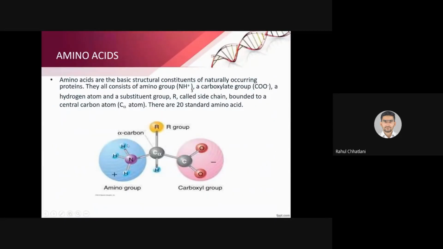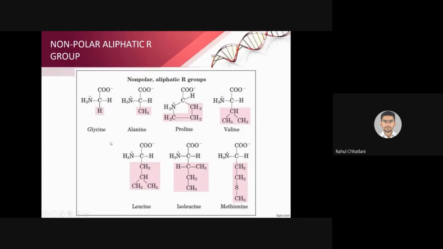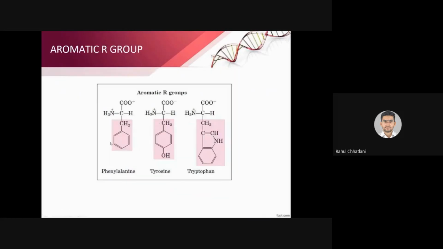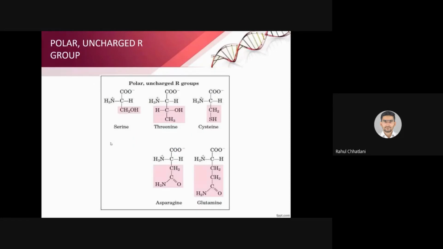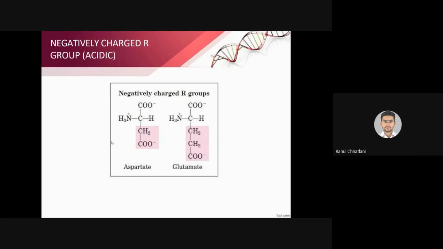Later on, we described the same thing: NH3, COO carboxyl group, amino group, R group, that is the side chain, alpha carbon attached to hydrogen. Depending on the R group: non-polar, without any charge; aromatic, presence of a benzene ring; polar, that is charges are there but it is neutral; positively charged; negatively charged. These are the examples: non-polar, leucine, isoleucine, methionine; aromatic, phenylalanine, tyrosine and tryptophan; polar, asparagine, glutamine; positively charged, lysine, arginine and histidine; and negatively charged, aspartate and glutamate. Yes, so these were the examples.